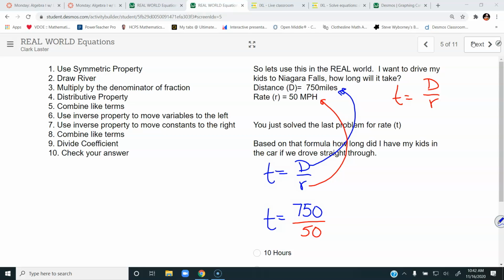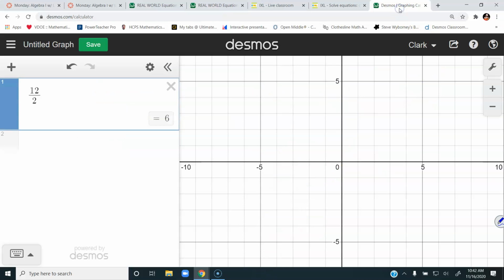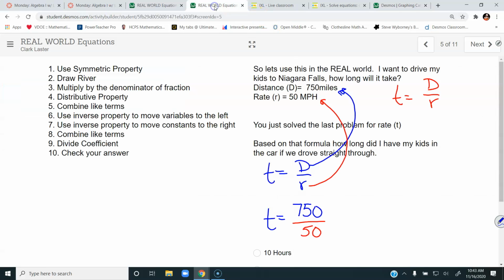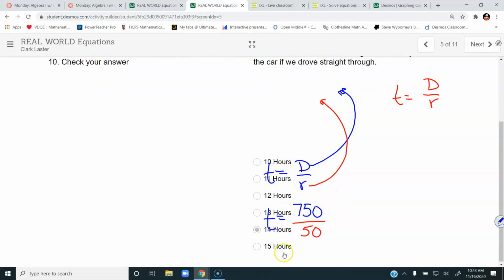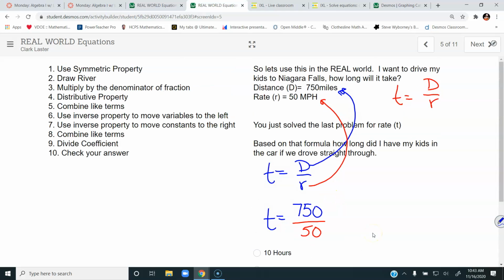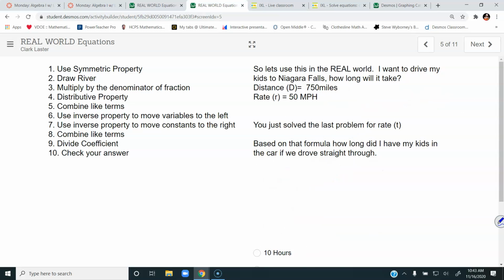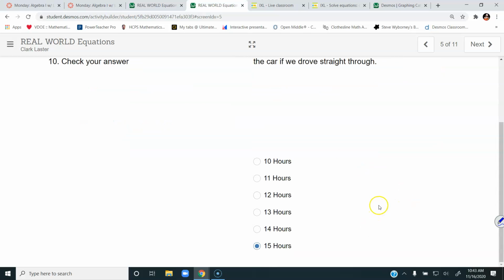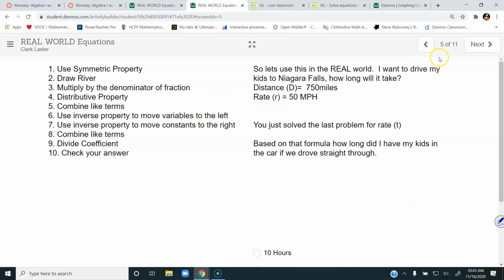Okay? So then you would simply go to your Desmos graphing calculator and do 750 divided by 50, and it gives me 15 hours. Okay, so I'd come down here and I'd click 15. All right, and that would be how I'd solve that problem. Okay. Now I am unclicking a lot of this because in my next class I don't want to have all the answers sitting there.